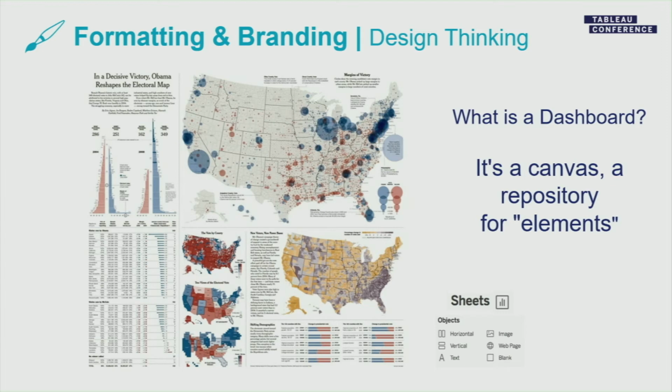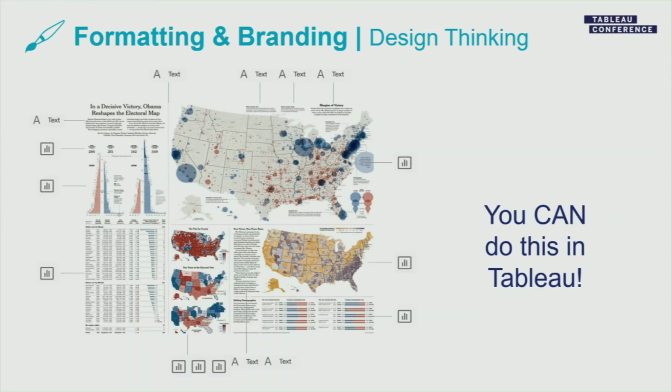But go back to what is a dashboard. And I don't necessarily mean is it an infographic or, I don't know, a KPI dashboard, a business reporting dashboard. I mean, what is the actual thing that sits in Tableau? It's just a canvas. It's a repository for elements. And so in Tableau, you have your objects and you have your sheets. So that could be charts or maps or tables, etc. And so if you have a look at this visualization again, you can do that in Tableau.